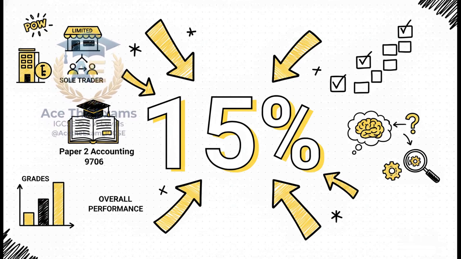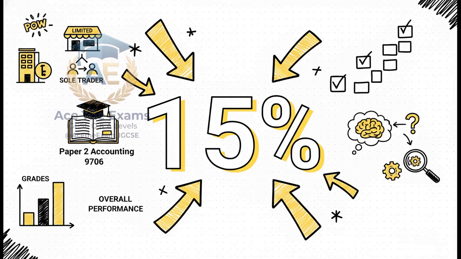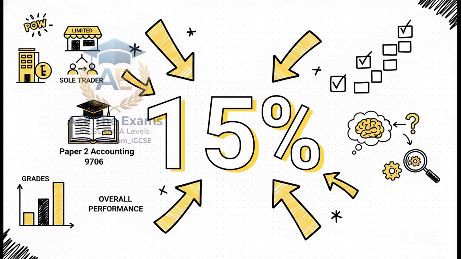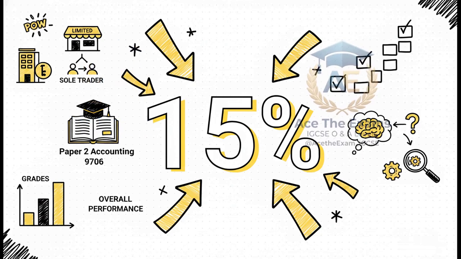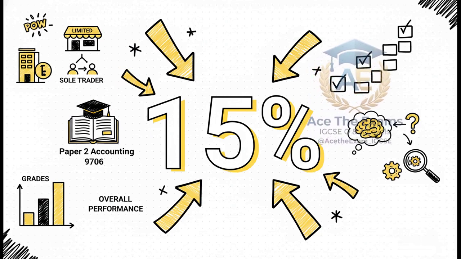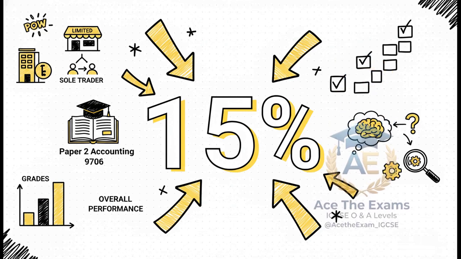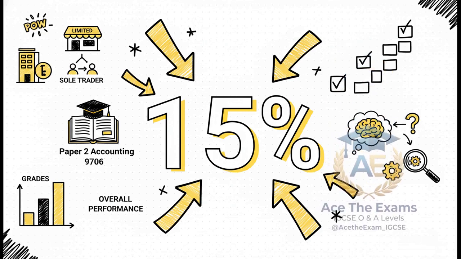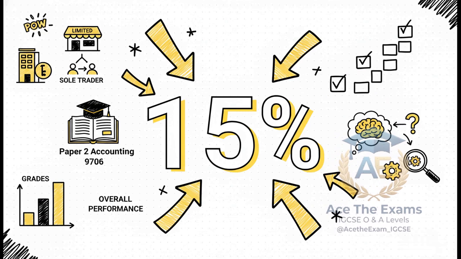Yet year after year, when you read through the principal examiner reports, you see students just leaving easy marks on the table. Why? Because they treat this topic way too casually. They think, oh, I know what a sole trader is, I know what a limited company is, and they just breeze past it. But they completely fail to apply the rigorous systematic analysis that Cambridge actually demands. Well, not anymore. Today I'm going to show you exactly what examiners are looking for so you can claim every single one of those 15%.